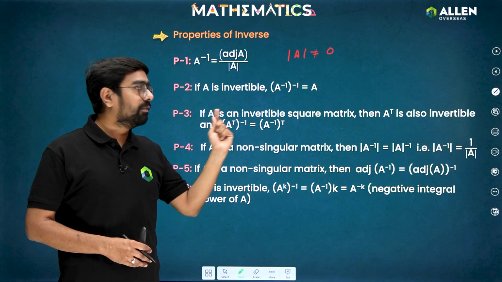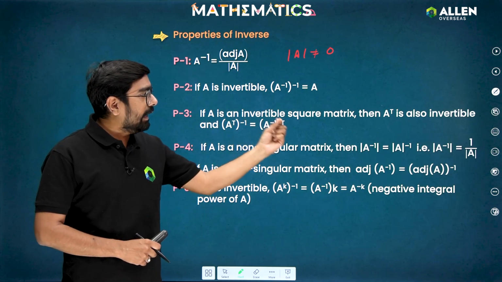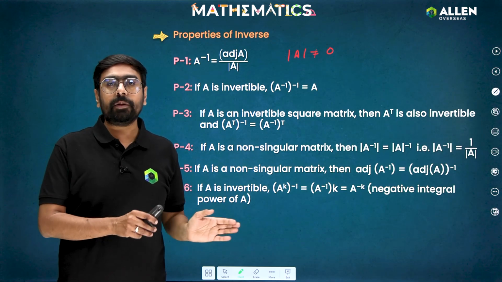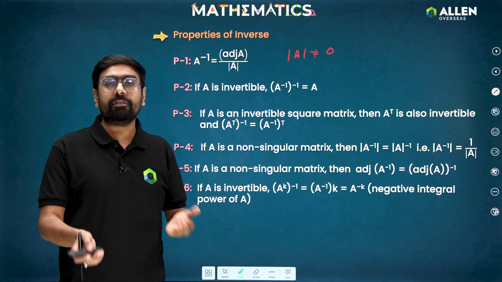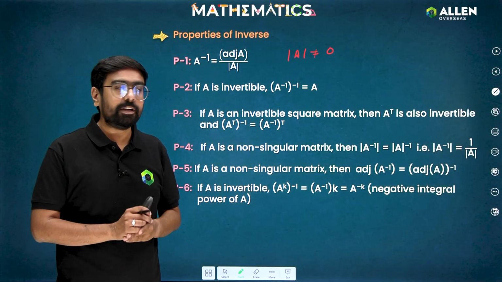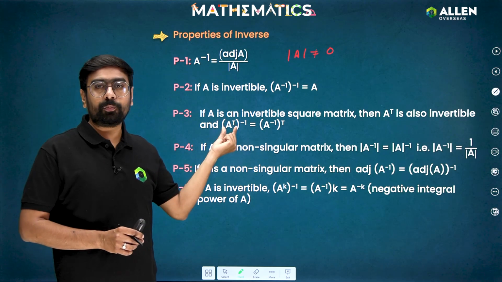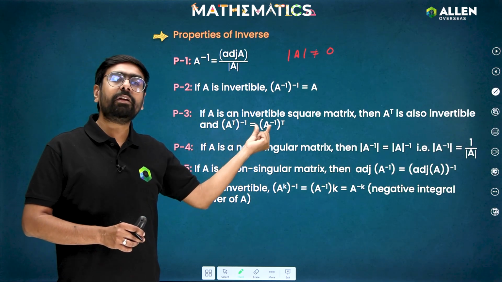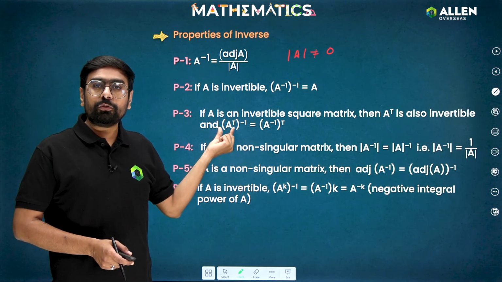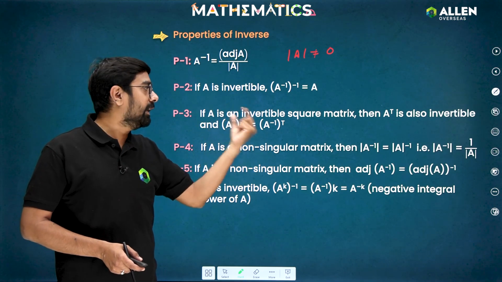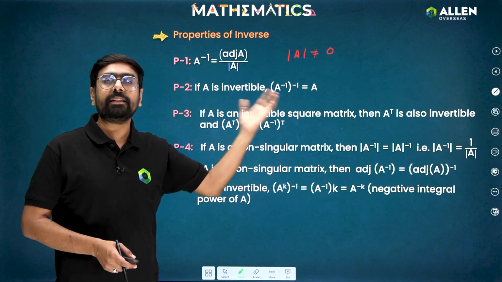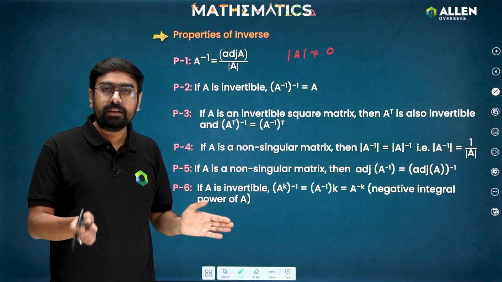If A is an invertible square matrix, then A transpose is also invertible. This we should know: if A is an invertible matrix, if we can find the inverse of A, then the transpose of A is also going to be invertible. And inverse of A transpose will be equal to transpose of A inverse. Either we take the transpose of A and then find its inverse, or we can first find the inverse of A and then find its transpose. It will be the same thing.